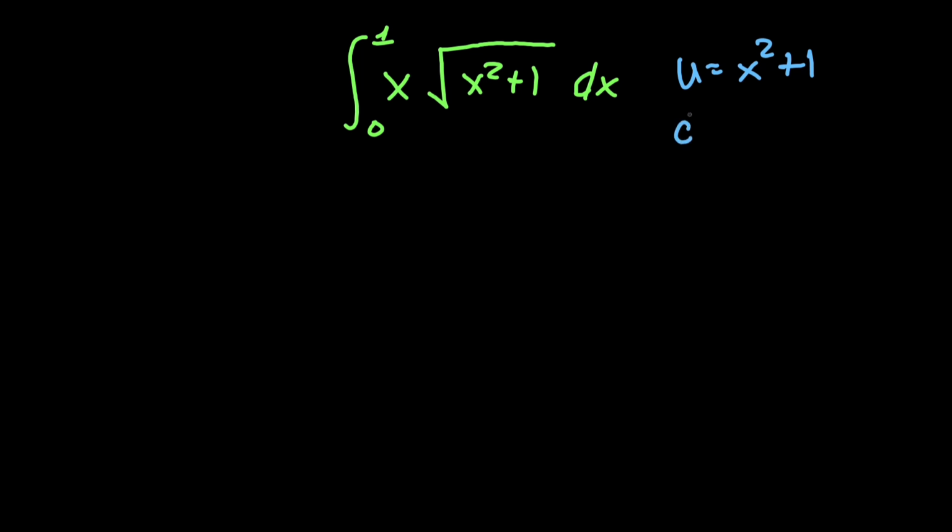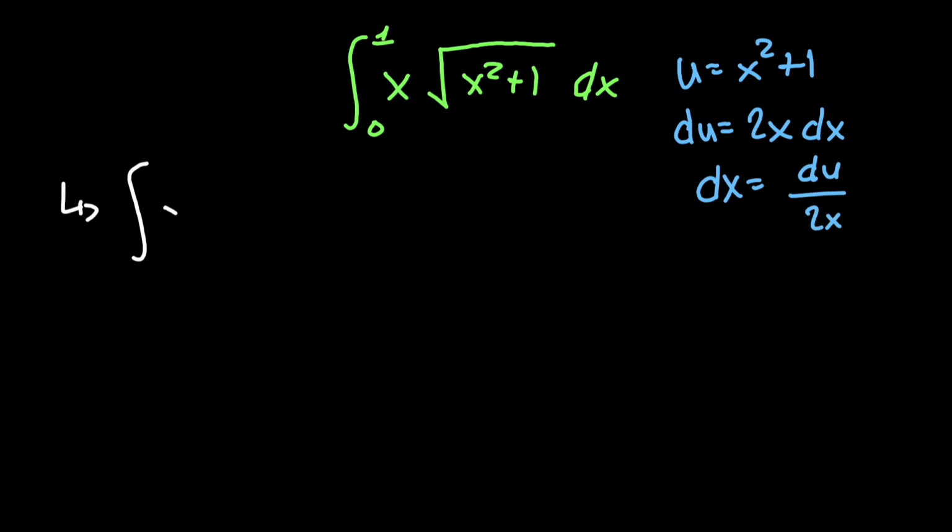And so taking its derivative, the derivative of x squared would be 2x, and the derivative of 1 would be 0. Multiply this by dx. And so dx right here would be equal to du over 2x. So putting the values in here, this would be the integral of x multiplied by the square root of u multiplied by the value of dx, which is equal to du over 2x.